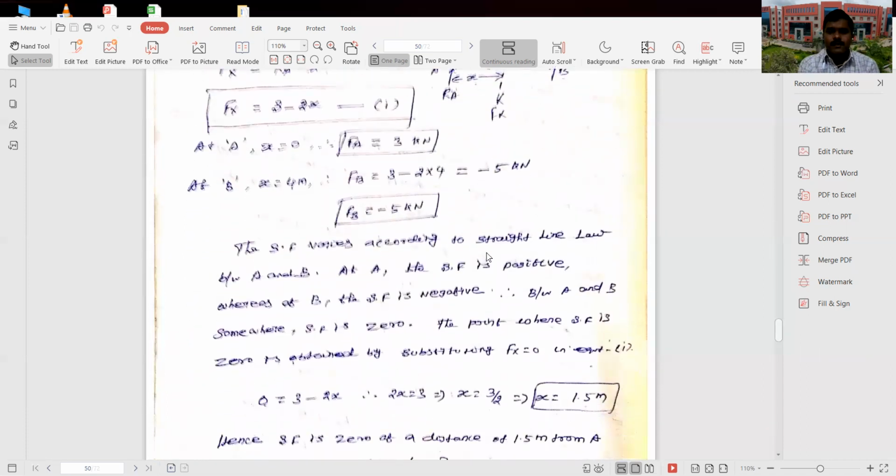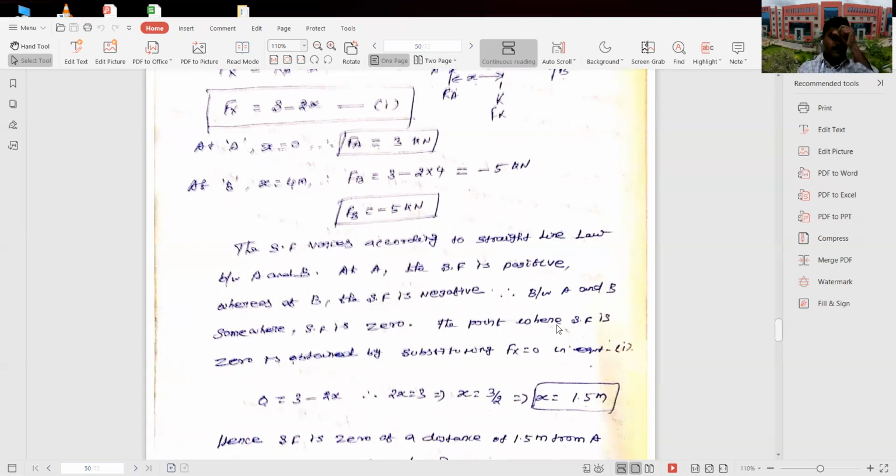So the shear force varies according to the straight line law, because you can see the f of x equation is in terms of x. So between A and B, if you take the section, you get the f of x equation in terms of x. Therefore, the shear force varies according to the straight line law between A and B. At A the shear force is positive, 3 kilonewton, whereas at B the shear force is negative, minus 5 kilonewton. Therefore, somewhere in between A and B the shear force value is 0, because it goes from positive to negative.